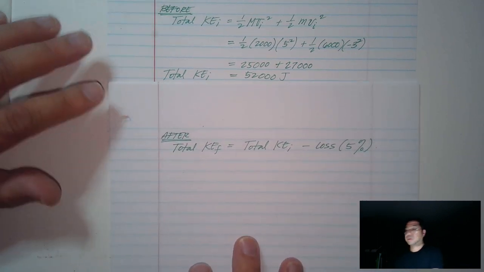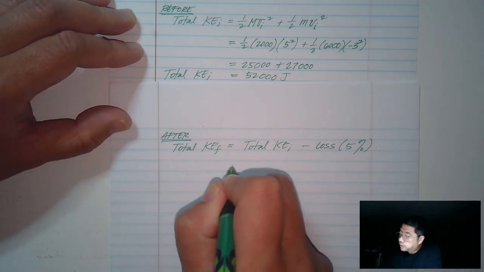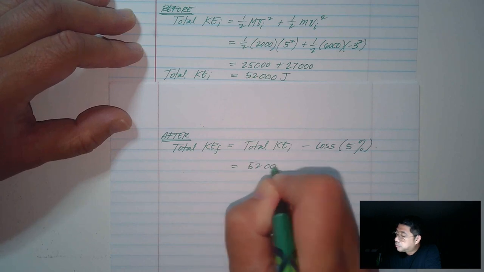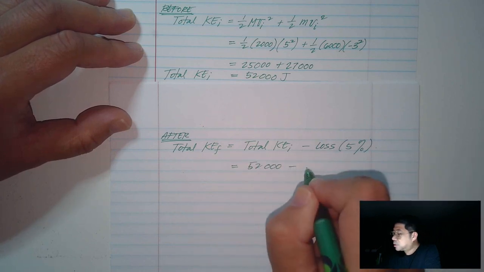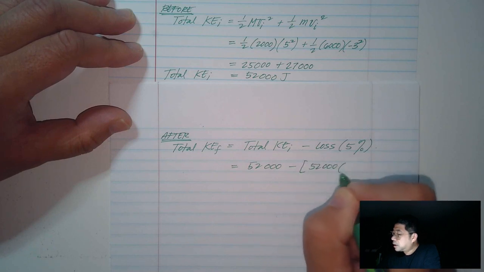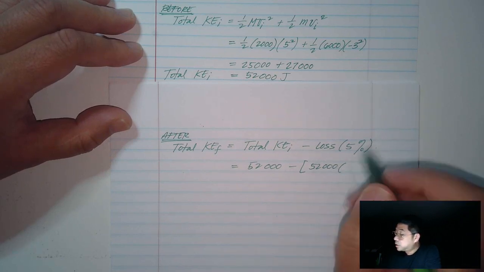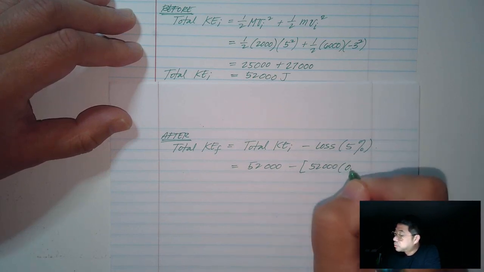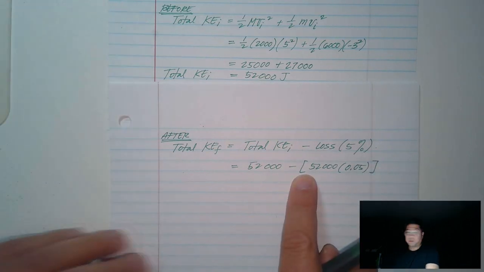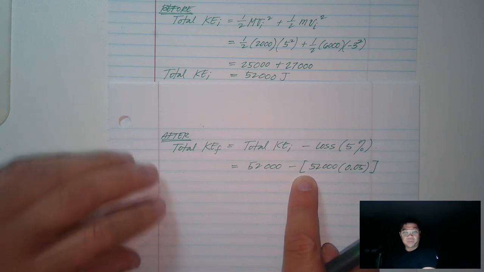Okay, so 5% loss. Therefore, our total kinetic energy is 52,000 minus 5% of the original kinetic energy total, which is 0.05. So you multiply 52,000 by 0.05.